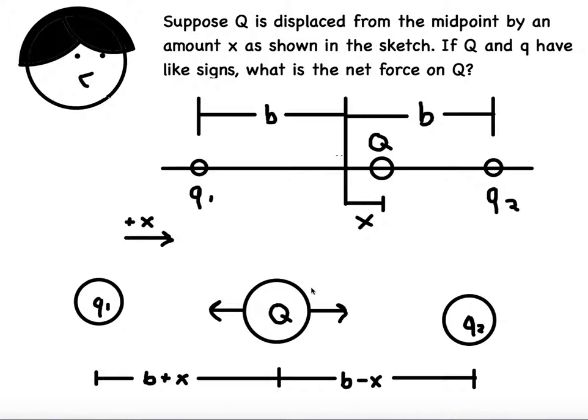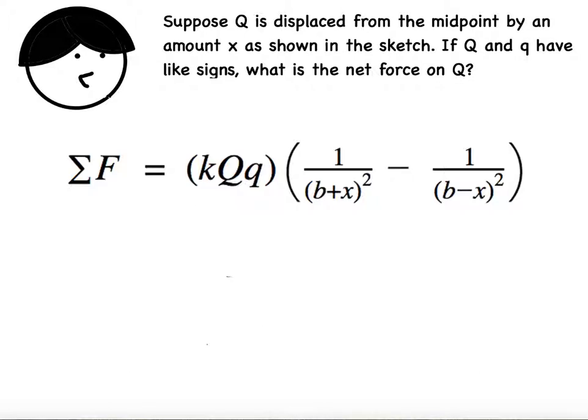So I made a simple force diagram showing the forces. The forces on q1 and q2 we don't care about. We only care about the force on the uppercase Q. The only difference between this and the last example is this one has a different distance, b plus x and b minus x over here. So again, the sum of forces equals kQq, which I remove for now, multiplied by 1 over (b plus x) squared minus 1 over (b minus x) squared.